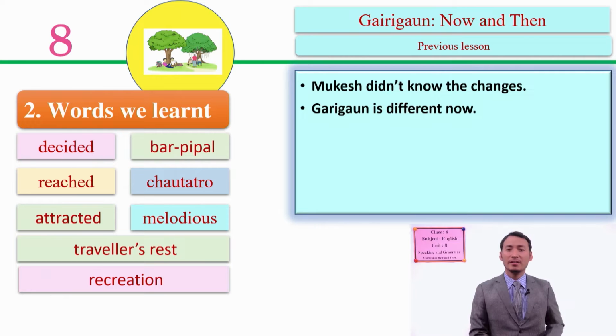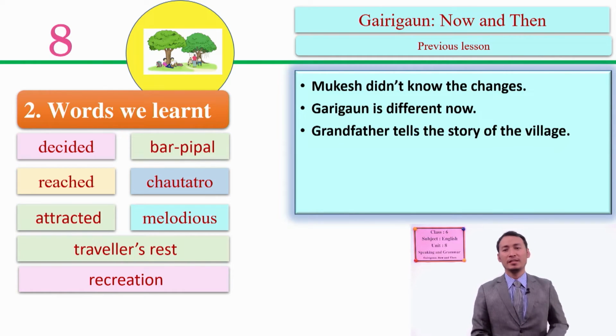In the previous lesson, we heard a story from Mukesh's grandfather, and he wanted to know the story because Mukesh didn't know the changes in his village, right? Yes, he didn't know. And who told that there was a change? Yes, the teacher told there was a change, right? You're right. Now, the next thing we learned was that Gairigaun is different now.